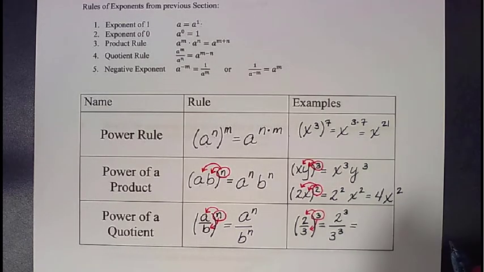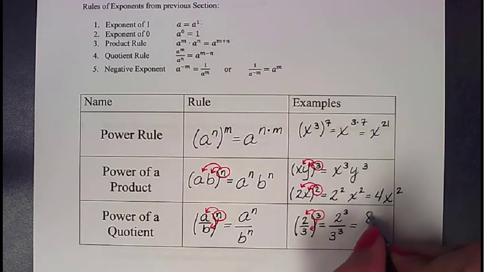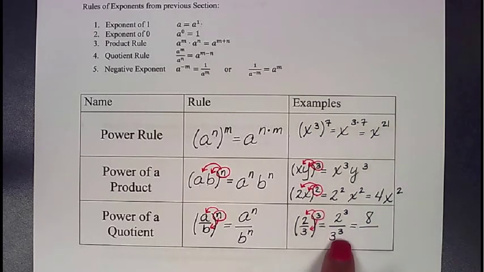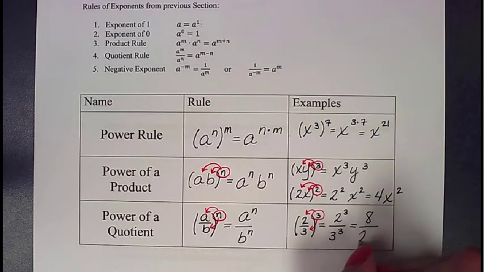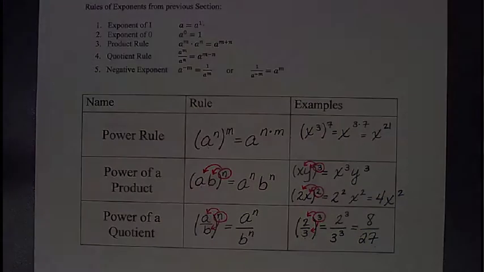Well, 2 to the third power means I'm multiplying 2 times itself 3 times. So 2 times 2 times 2, and 2 times 2 times 2 is going to give me 8. Same thing with the 3 to the third power. I'm multiplying 3 times itself, 3 times 3 times 3, and that is going to give me 27. So 2 thirds to the third power is the same thing as 8 over 27.